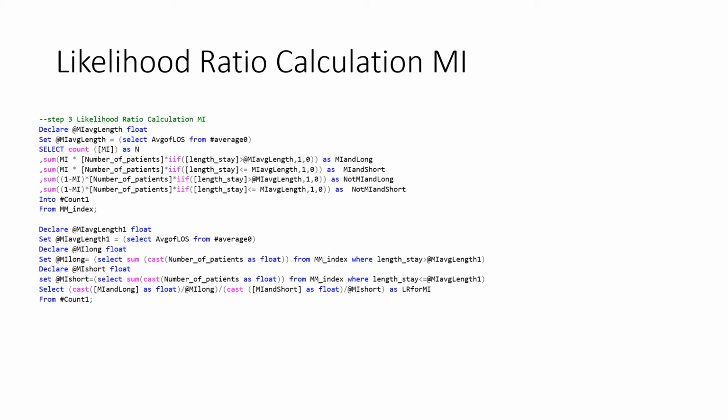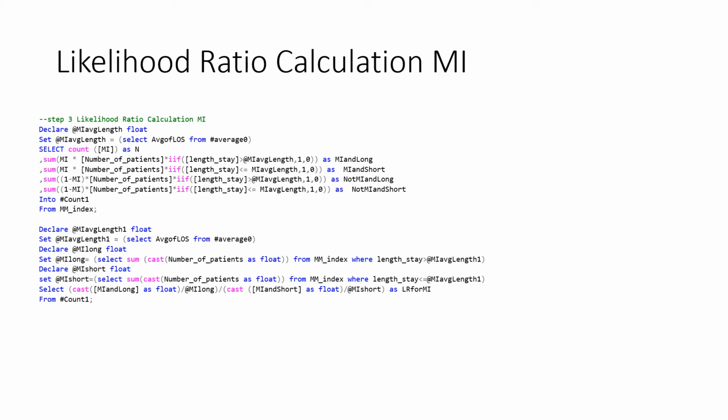The next step shows calculations of the likelihood ratio for myocardial infarction. The first paragraph shows how to assign patients with an average length of stay above the weighted average as 1 and below the weighted average as 0. The variables used are MI and long stay, MI and short stay, not MI and long stay, and not MI and short stay. The bottom paragraph shows how to calculate the likelihood ratio using the declared variables average length 1, long, and short.